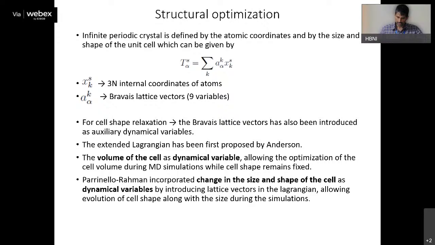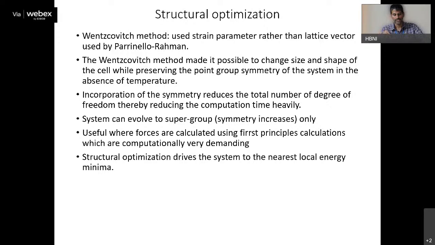And this is further improved by Wentzcovitch, where instead of using lattice vectors, they use the strain parameter in the Lagrangian, which provides additional benefit. In the Wentzcovitch method, it is possible to change the size and shape of the cell while preserving the point group symmetry of the system in the absence of temperature. This is very important when you are doing the simulation. If you can preserve the point group symmetry, then your computational time is greatly reduced, and one can do this structure relaxation calculation very quickly.